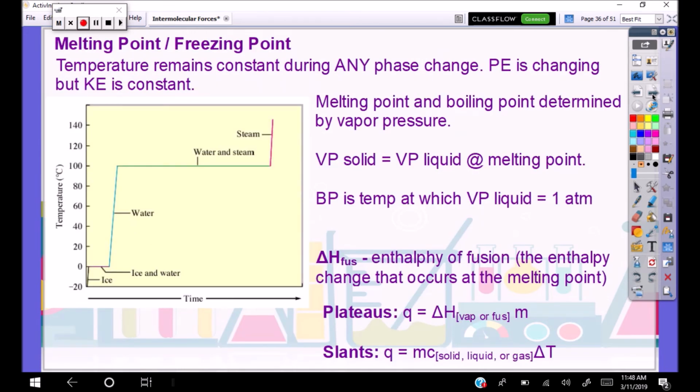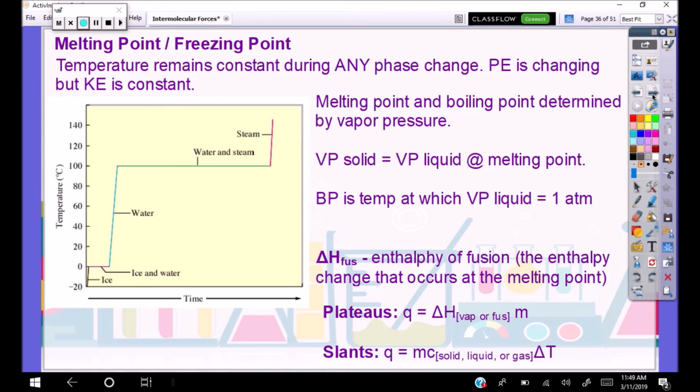Melting and freezing point. Just a reminder, I mentioned this earlier, temperatures remain constant during any phase change because the potential energy is changing, but the kinetic energy is constant. Melting and boiling point are therefore determined by your vapor pressure. Your vapor pressure of a solid is equal to the vapor pressure of a liquid at a melting point, and then the boiling point is the temp at which vapor pressure of your liquid equals the atmospheric pressure, which for us is 1 atmosphere. Some other things you might need to know if you're doing phase change calculations.